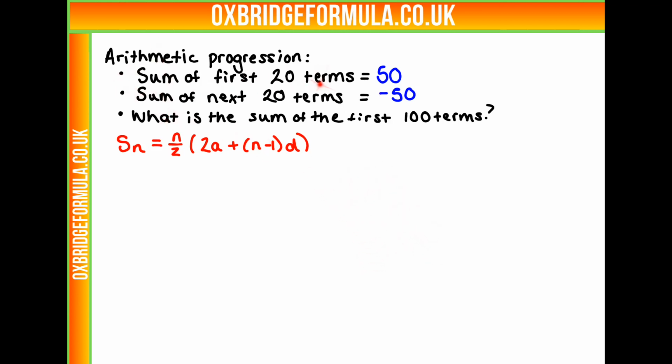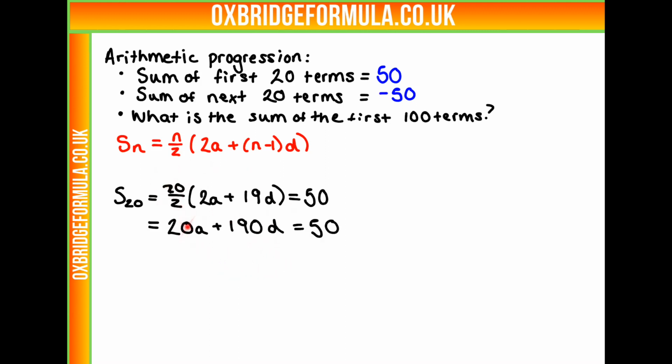So we know that the sum of the first 20 terms is 50, and we can use our equation to show this. So S20 is going to be 20 over 2 times (2a plus 19d), and that's going to equal 50. We can rearrange this a bit. We can times the brackets out. We can get 20a plus 190d equals 50.